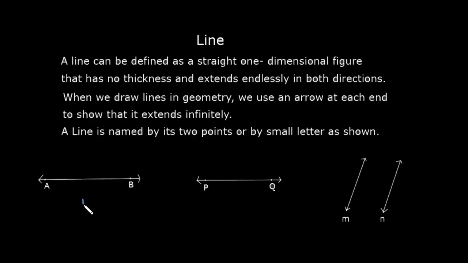We can write the name of this line as A, B, and we put this kind of line with 2 arrows on AB. For naming this line PQ, we can write PQ and a small line with 2 arrows on PQ. We can also name a line by using small letter. Like here, this is line M, this is line N. This is line AB, this is line PQ, this is line M, and this is line N.